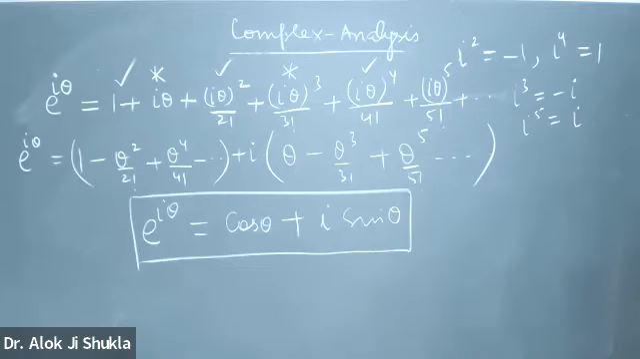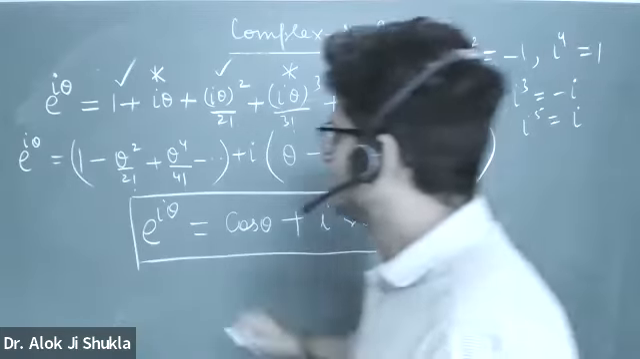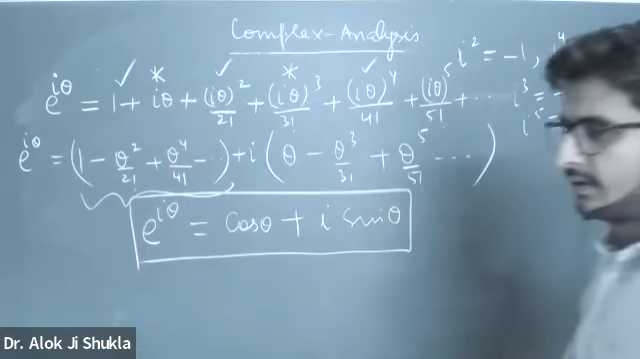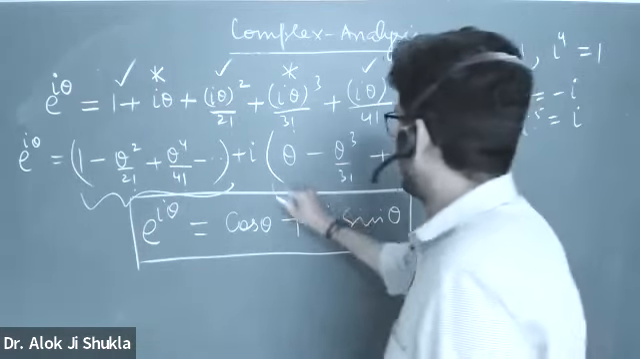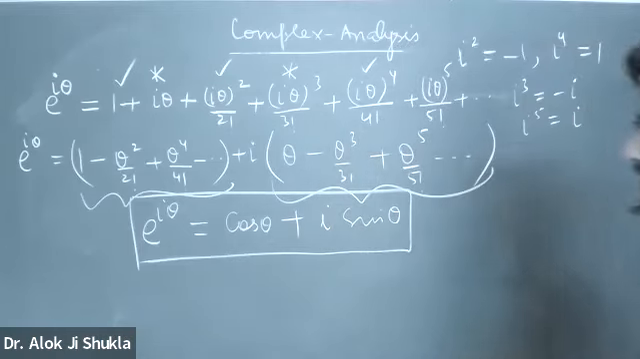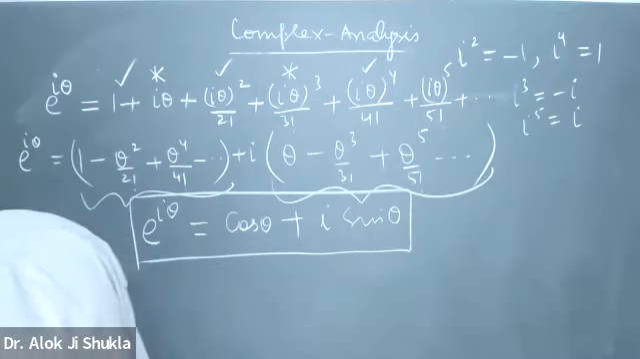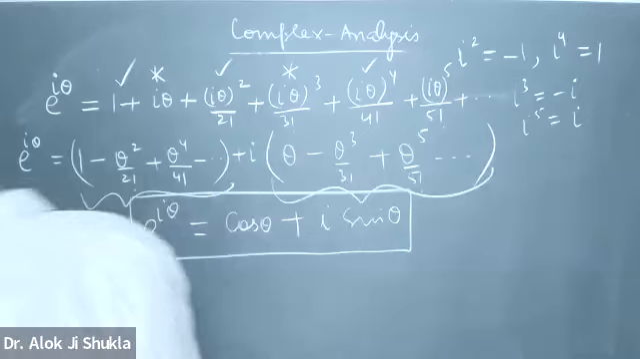Got it now? Whatever is written in the first bracket is actually the cosine series, and whatever is written in the second bracket is actually the sine series. And here comes the wonderful equation, and that is called Euler's equation. Please ask if there is any doubt.